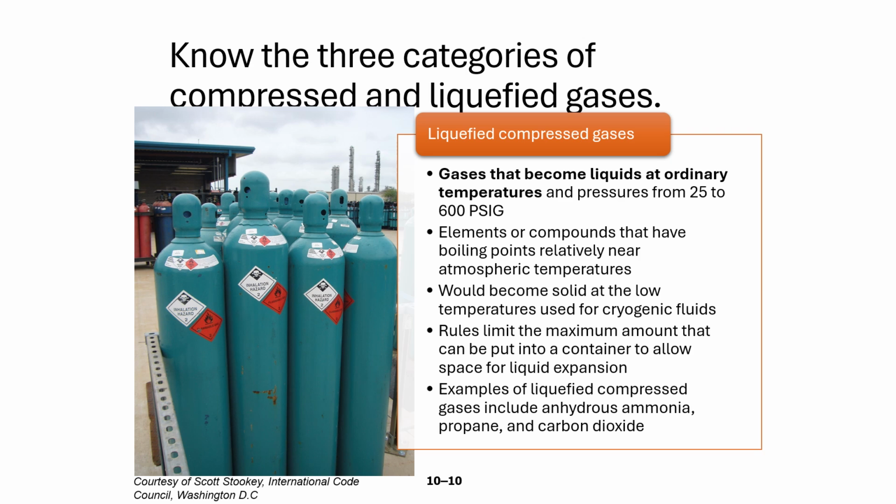Rules for liquefied gases limit the maximum amount that can be put into a container to allow space for liquid expansion when ambient temperatures rise. Examples of liquefied compressed gases include anhydrous ammonia, propane, and carbon dioxide.